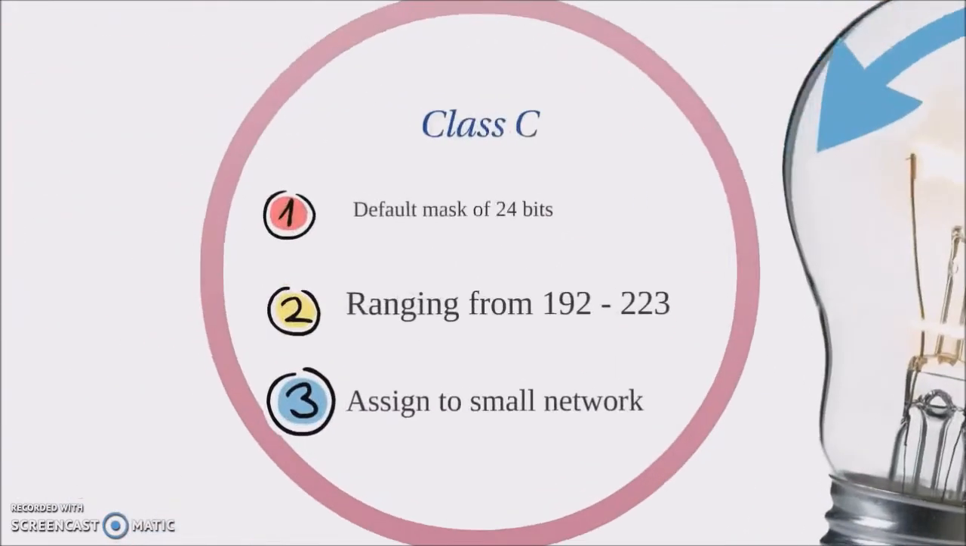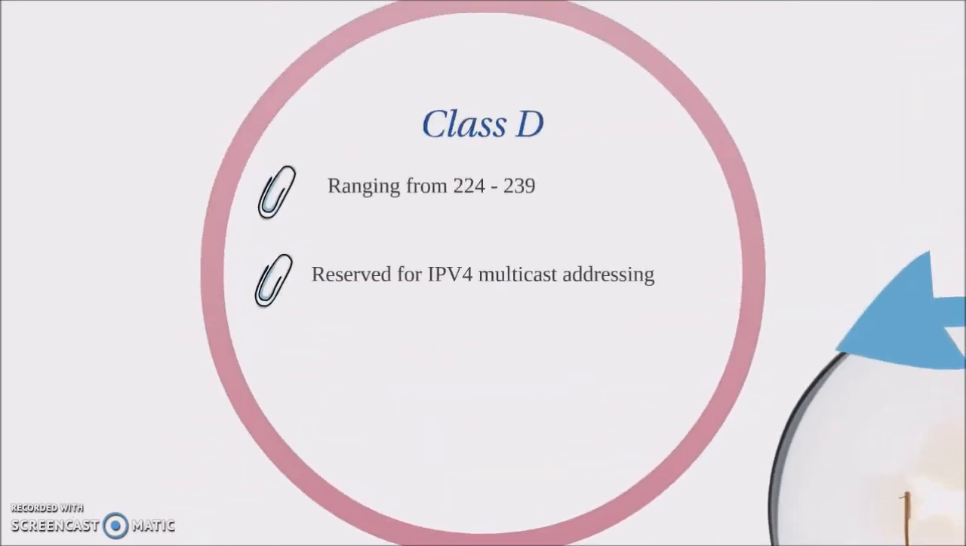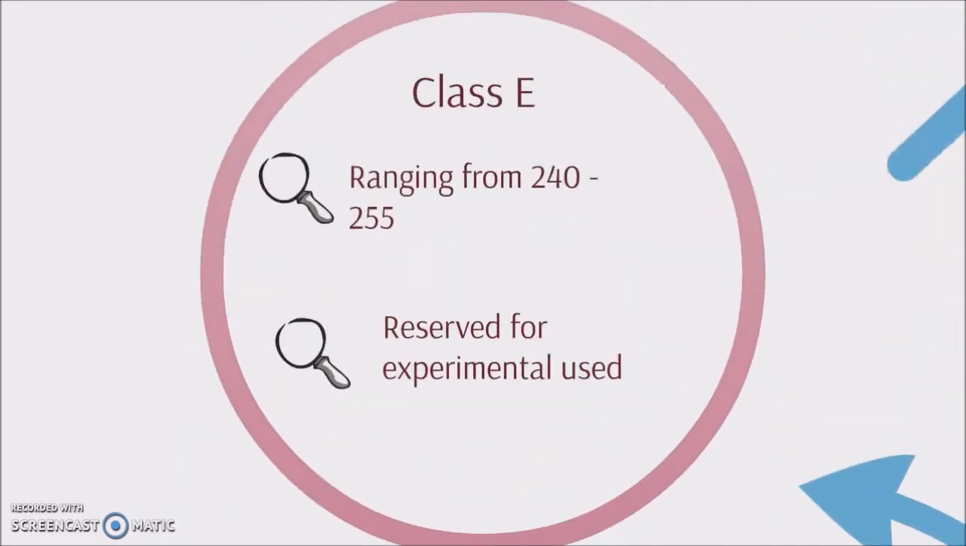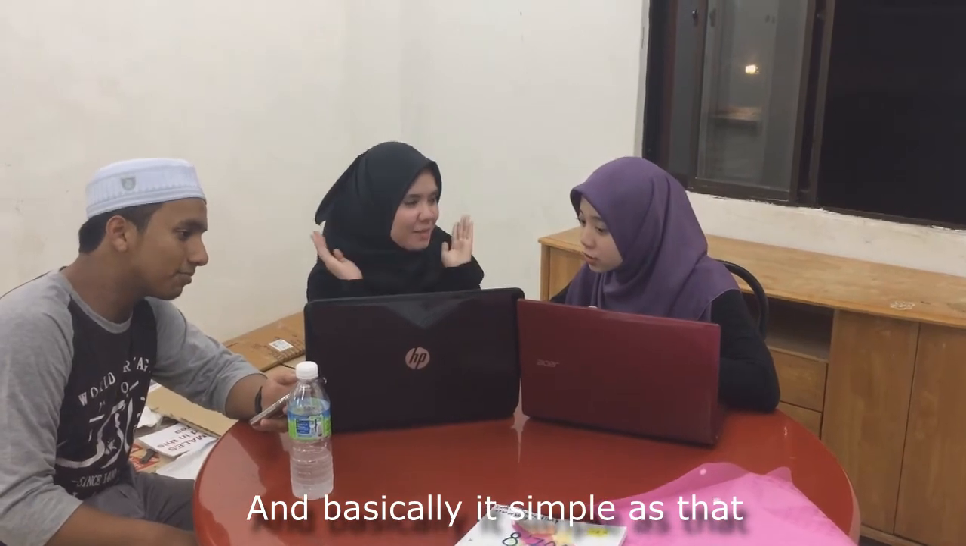Class C has a default mask of 24 bits, ranging from 192 to 223, and is used to assign to small networks. Class D, meanwhile, ranges from 224 to 239, which is reserved for IPv4 multicast addressing. And the last class is Class E, which ranges from 240 to 255 and is reserved for experimental use. And basically, it is as simple as that.